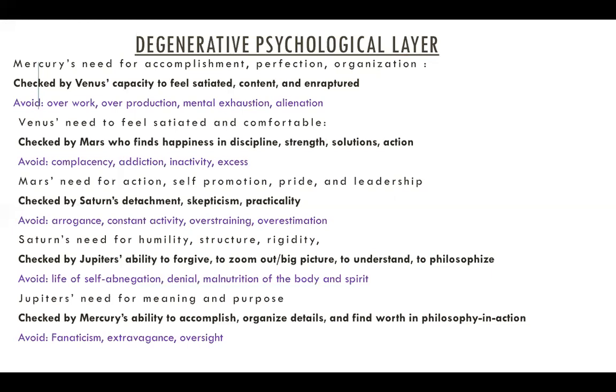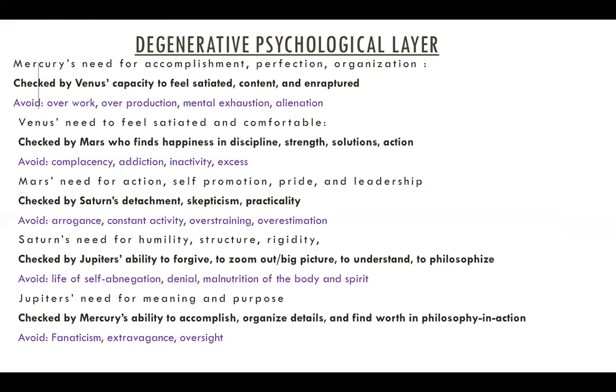And then Saturn, by the same token, his need for humility, structure, and rigidity is checked by Jupiter's ability to forgive, to zoom out, and see the big picture, right? To understand and to philosophize. And that kind of avoids Saturn's propensity for self-abnegation, denial, malnutrition of the body and spirit, and self-destruction, self-sabotage, self-hatred, self-loathing, whatever. All of these things that can happen with Saturn.